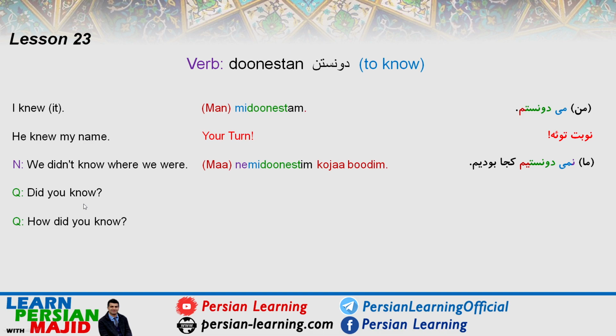Did you know? میدونستی? How did you know? Or how did you know that? از کجا میدونستی؟ Or چطور میدونستی؟ As you know, how means چطور, and a normal translation is چطور میدونستی. But here we can also use this phrase, which means from where did you know? This is more popular in this context.